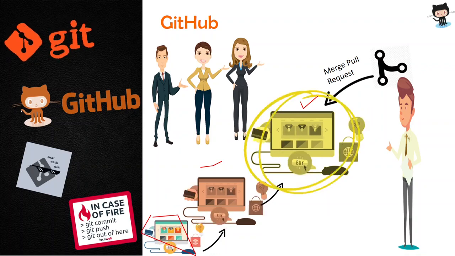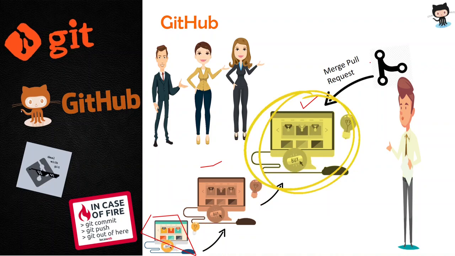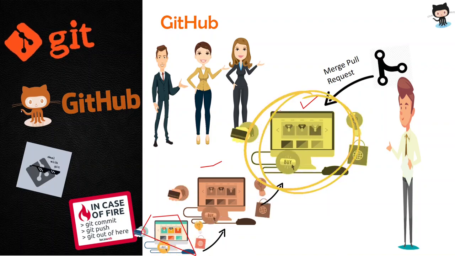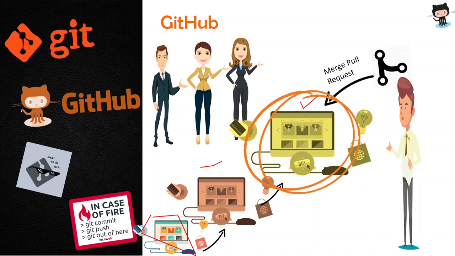And what does Jacob do? He just puts a merge pull request on GitHub and the product is having the new features and the problem or the issue that Bella raised is also solved. So you see, this is how GitHub works.